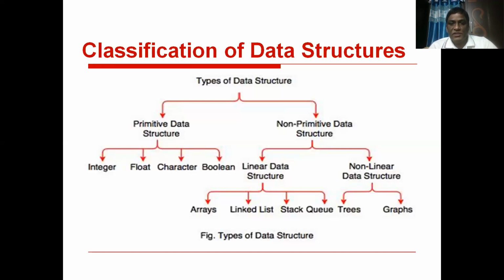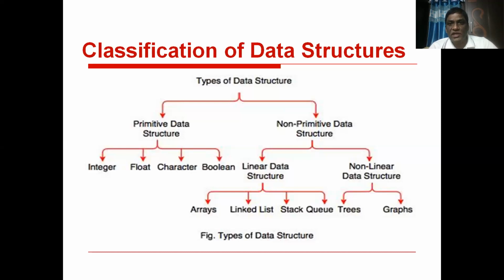Again, in C language, you saw how to utilize arrays for storing multiple data elements at one place. You saw structures to store multiple elements at one place. You saw pointers to store multiple elements at one place. You saw unions and so on. So they all come under derived data types or non-primitive data structures pertaining to a particular programming language.